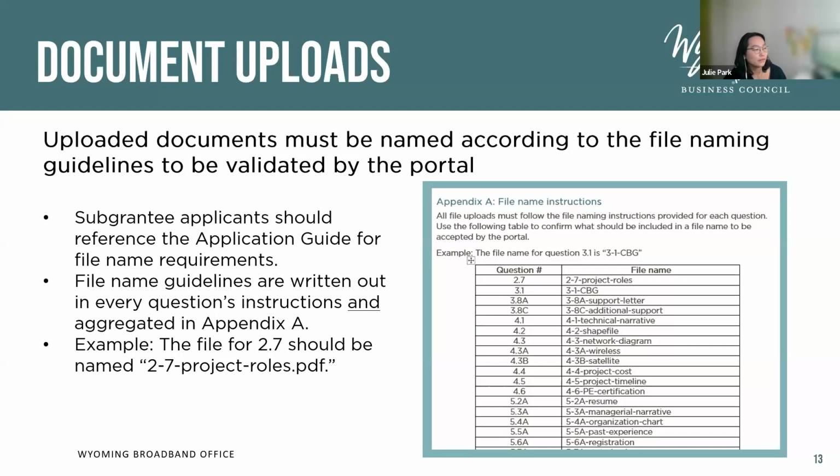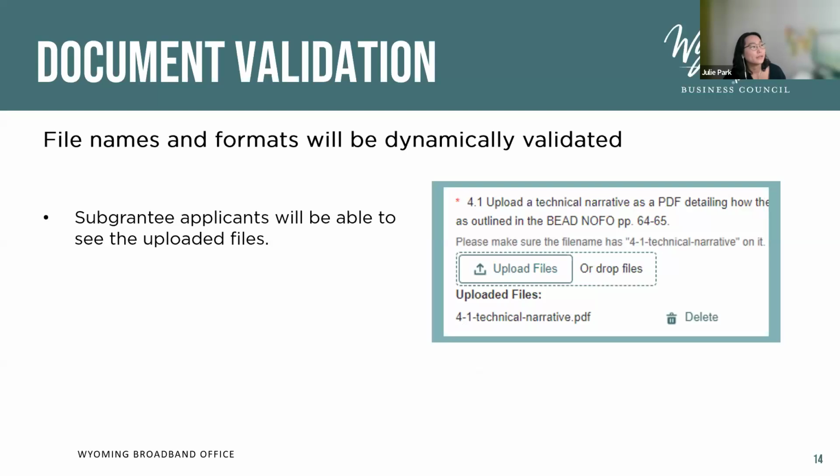And so what this is going to look like in terms of it being dynamically validated for each question is here for question 4.1, it's asking for a technical narrative as a PDF. And you'll see the uploaded files shows that a PDF titled 4-1-technical-narrative has been uploaded. Unlike in prequal, where you had to navigate forwards to see if all of your files were uploaded properly, it now tells you for each question what you have uploaded.